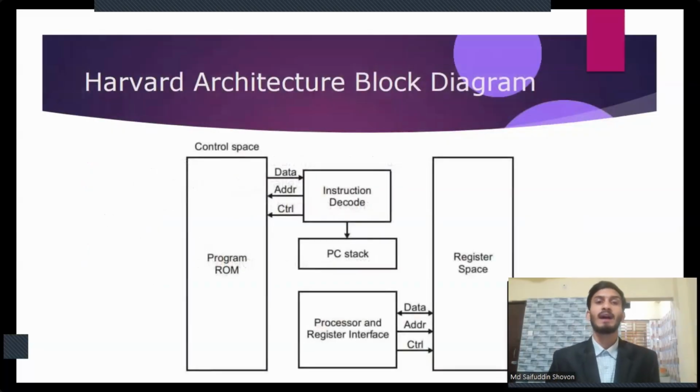As we can see, the Harvard architecture block diagram, we can see in the left side we have a control space. In it, we have a programmable ROM, which is connected with the instruction decoder through data bus, address bus, and control bus. The instruction decoder is connected with the PC stack. And on the right side, we can see a register space, which is connected with the processor and register interface through data, address, and control bus.